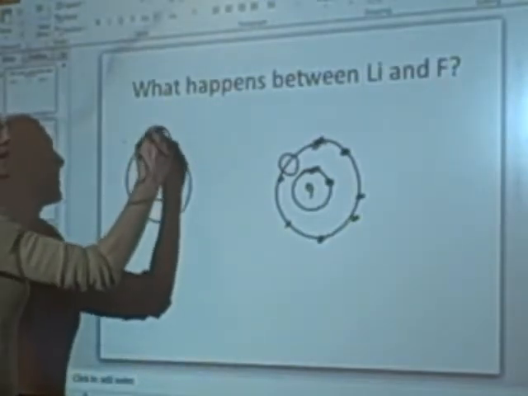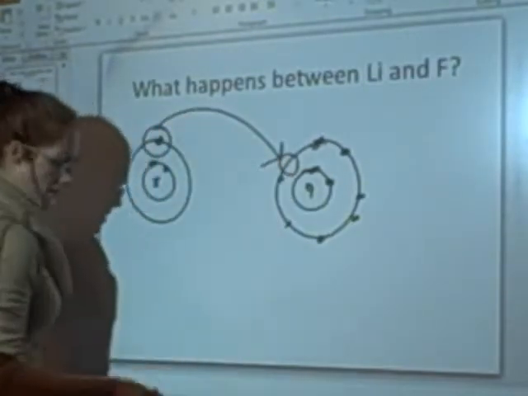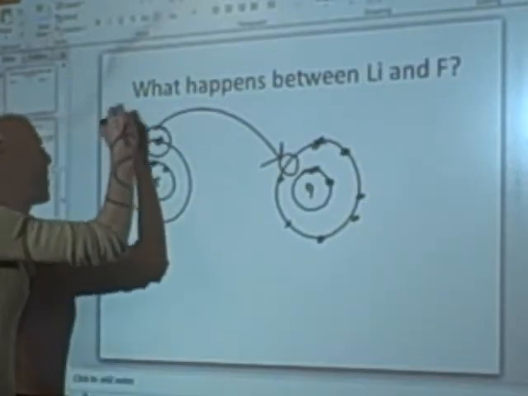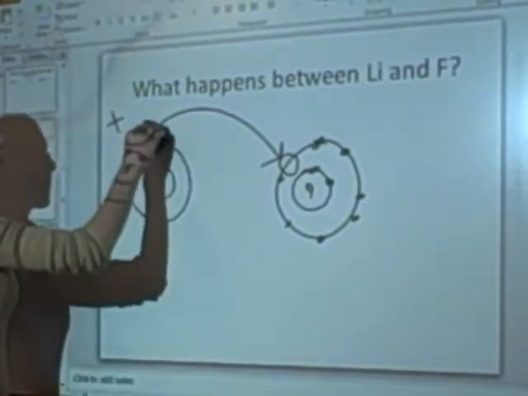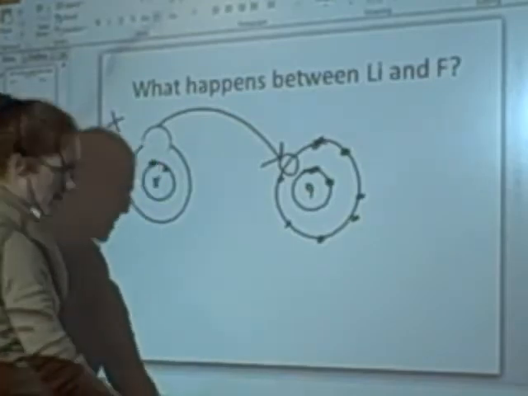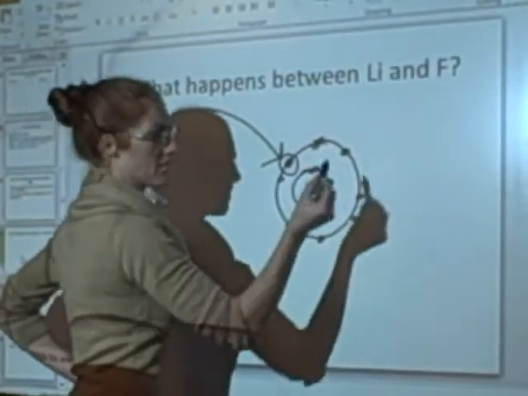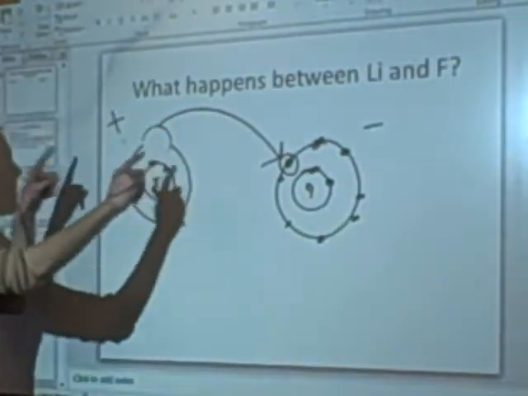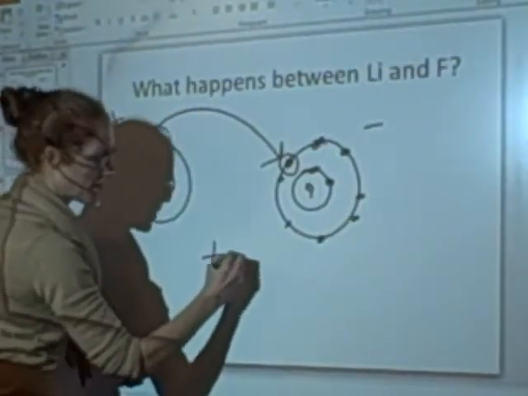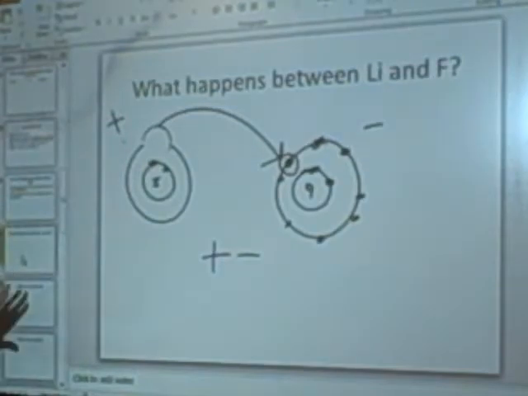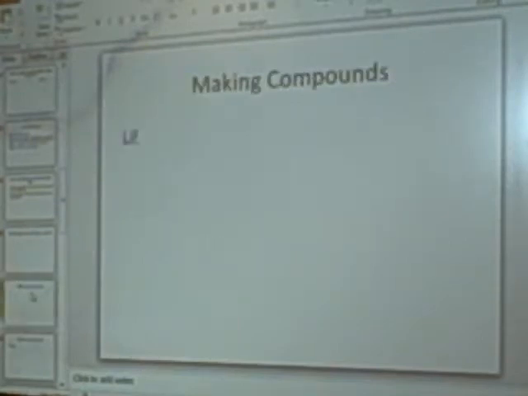So the metal loses its electron to the non-metal, and once that happens, the metal is positive because it's lost something that's negative. And the non-metal is now negative because it has gained something that's negative. So now these two are attracted to each other, so they get close, and you have this positive-negative attraction. So yeah, that showed us what happens between lithium and fluorine.